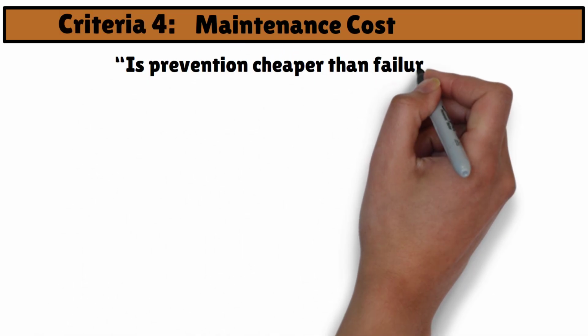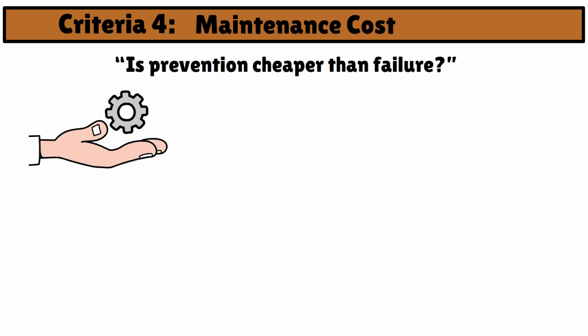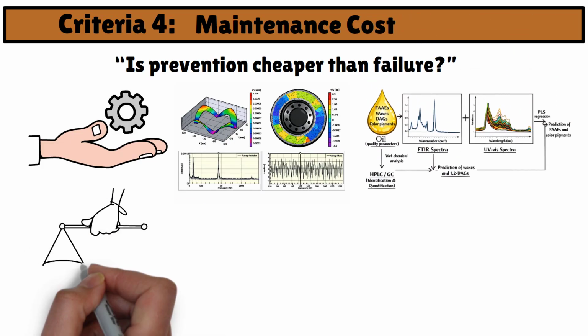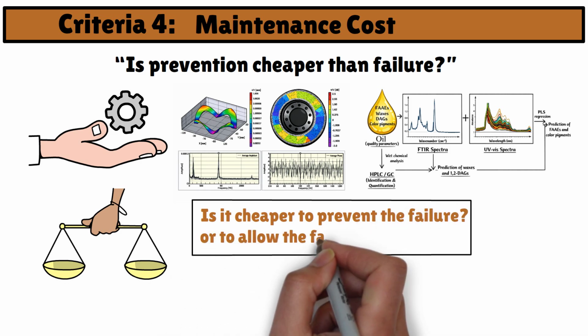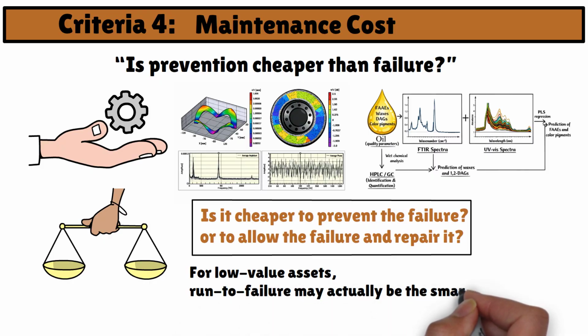Criteria 4. Maintenance cost. Is prevention cheaper than failure? Maintenance is an investment, but not all assets justify expensive techniques like vibration analysis or oil spectroscopy. Your decision should answer one simple question: is it cheaper to prevent the failure or to allow the failure and repair it? For low-value assets, run to failure may actually be the smartest choice.